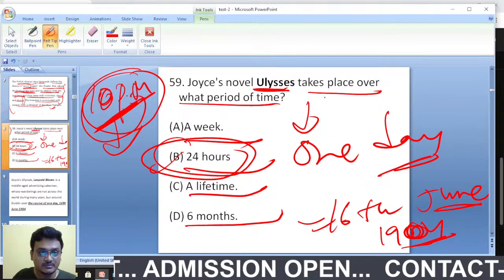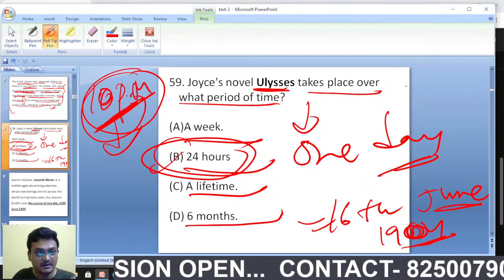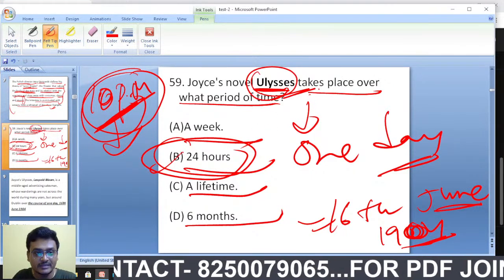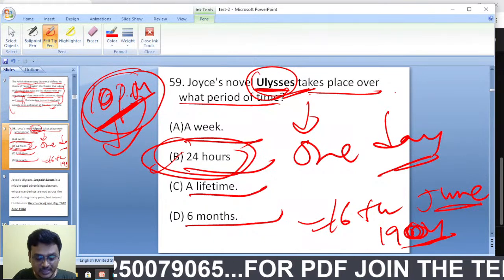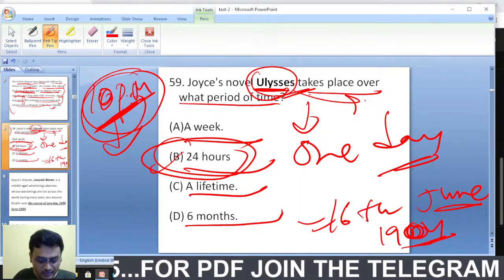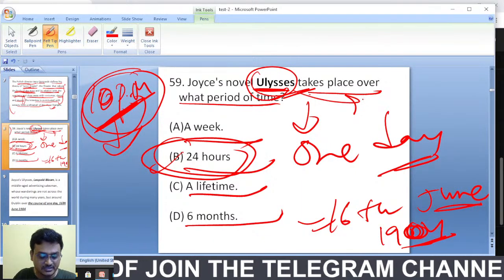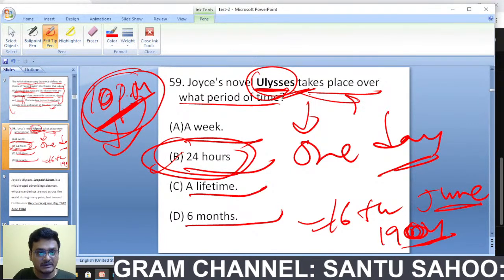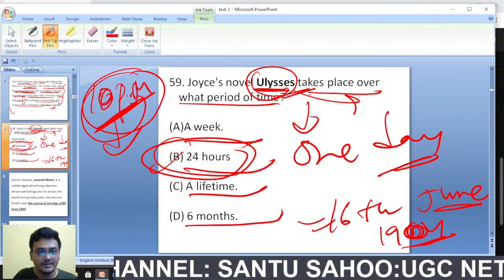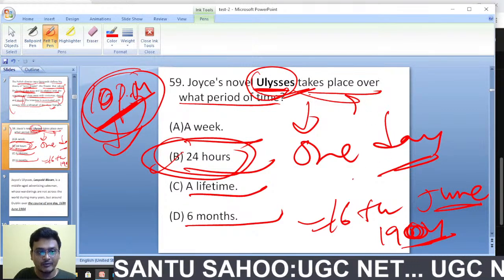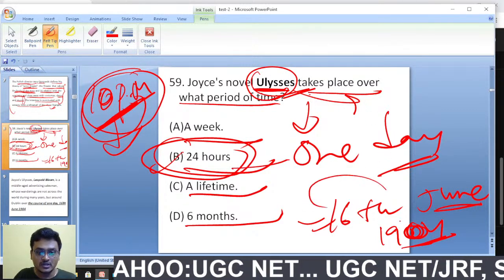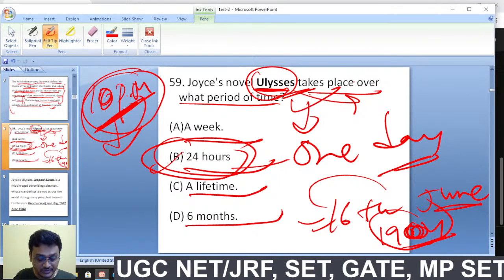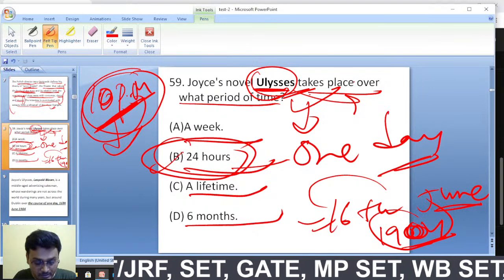And in which year was Ulysses published? Tell me. James Joyce's novel Ulysses, who is the protagonist here? Tell me in which year Ulysses was published and who is the protagonist of this novel. It deals with one day, 24 hours, 16th June 1904. Write it down in the comment box.